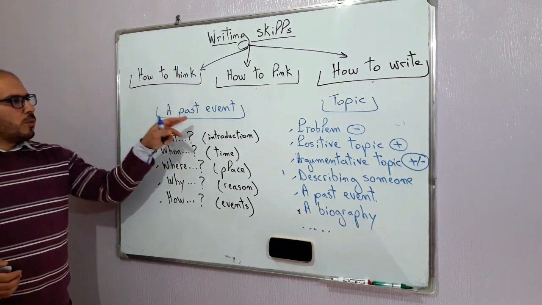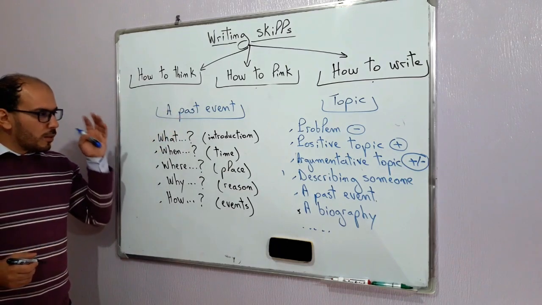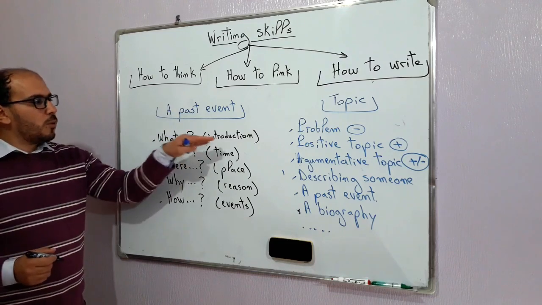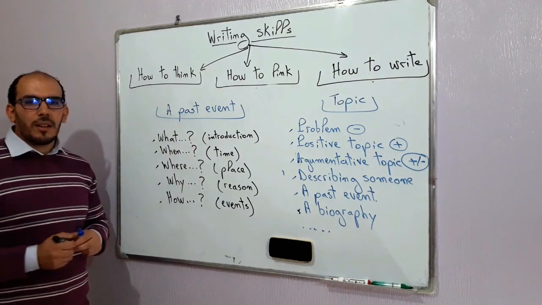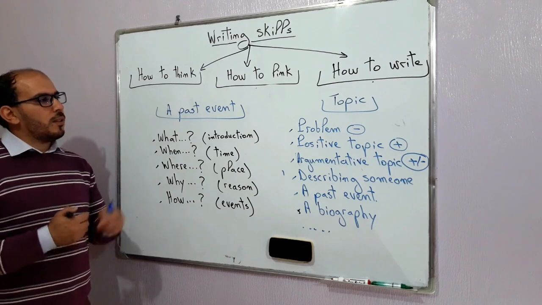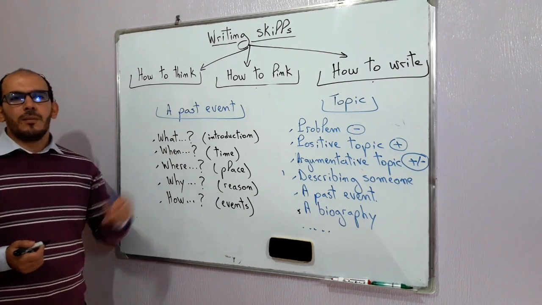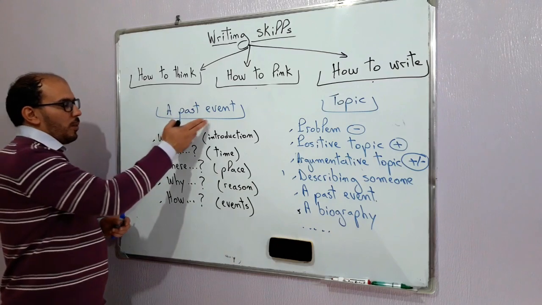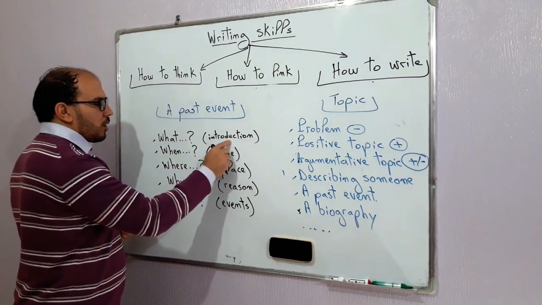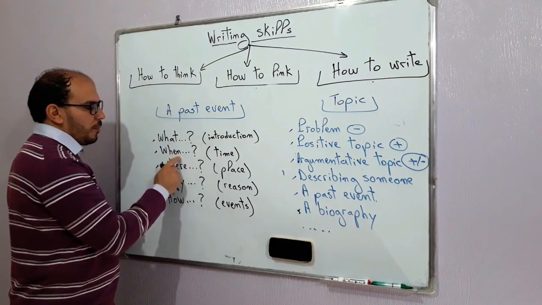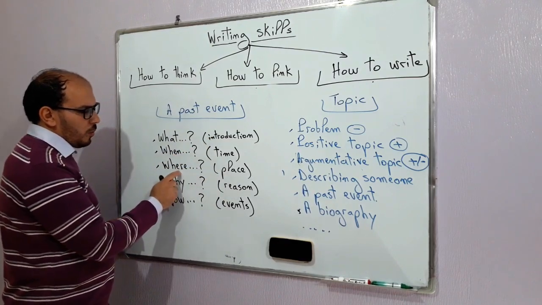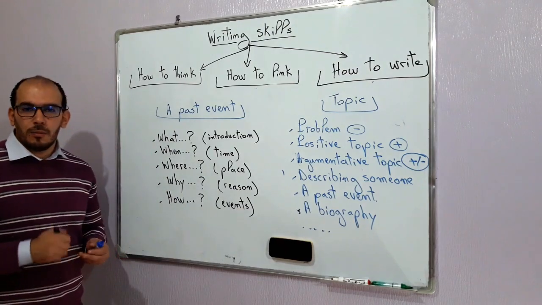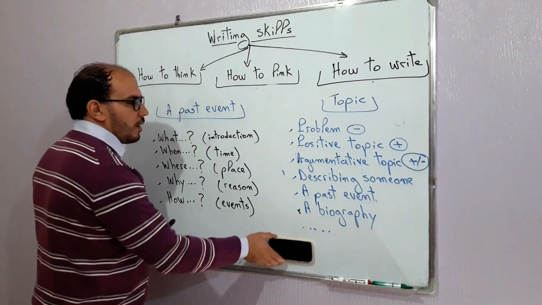So whenever I want to write about a past event, I have to have these questions in mind and answer them, and then I collect this information, link between it, and write it in the right text structure. So whenever I have a past event, I should give an introduction (what), time (when), place (where), reason (why), events (how), and then I start writing.